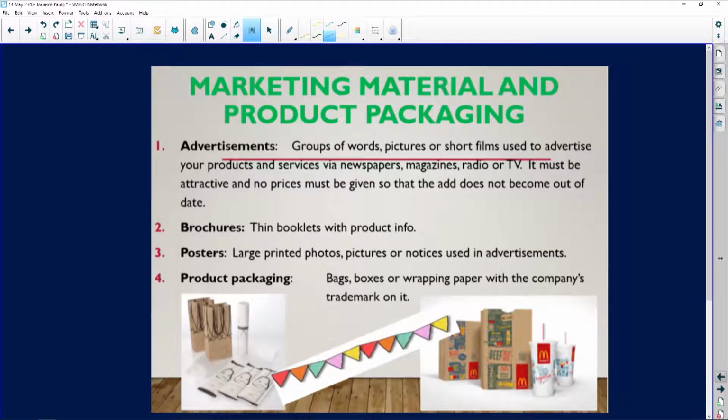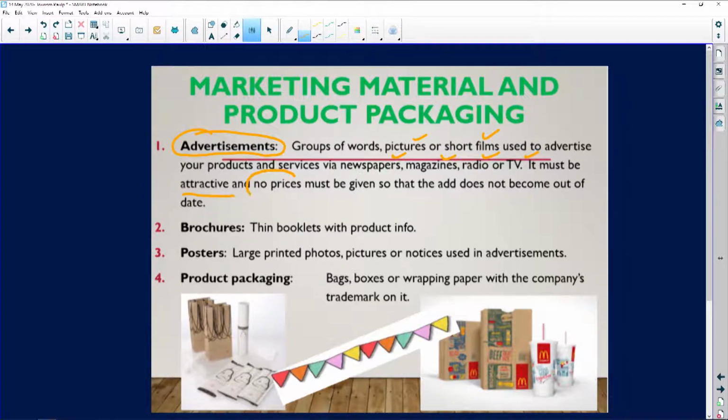All right, your marketing material. Guys, marketing actually consists of four elements. The first one there is our advertisements. Advertisements are the pictures. It is the short films if you produce something via video. And it's also the way we advertise our businesses, either in newspapers, magazines, radio, or TV. It must be very attractive.